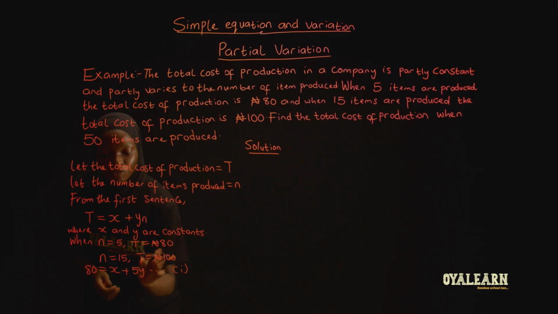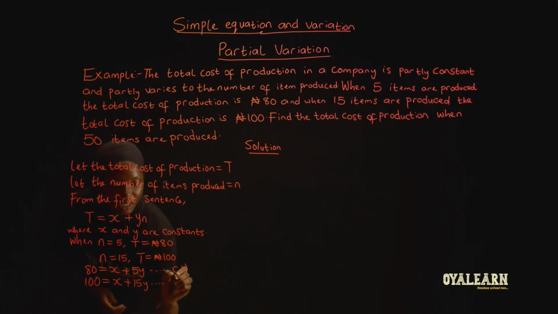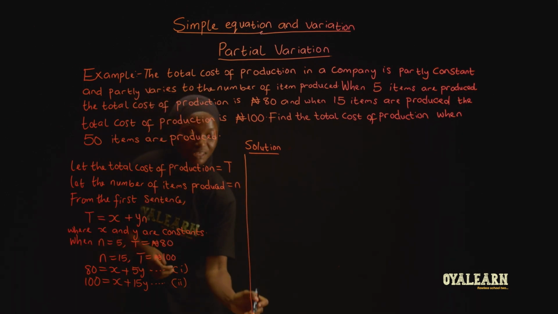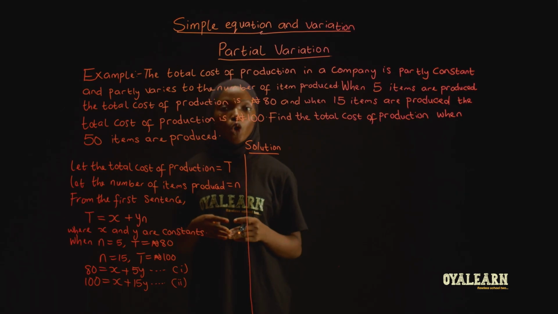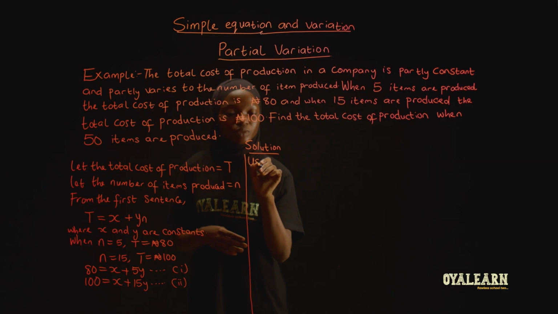Now for the second set of values, when N is 15, the total cost of production, T, is 100 naira. So we have 100 equals X plus 15 times Y, 15Y. This gives us our second equation. And that gives us a simultaneous equation. So we can solve using substitution method or elimination method. Here we'll be using elimination method.